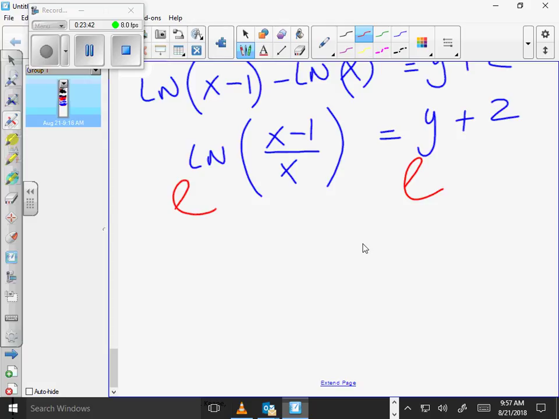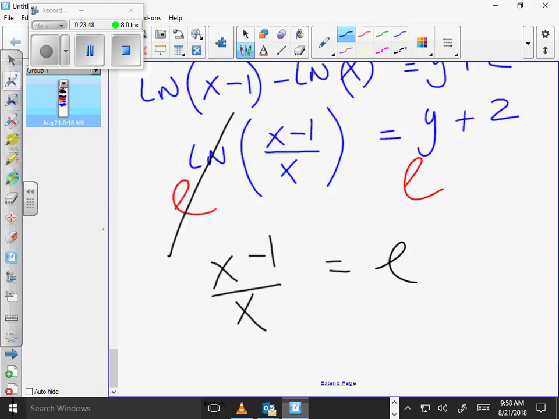Okay, so we know that exponentiating these undo each other. We have (x minus 1) over x equals e to the y plus 2. Notice it's not e to the y plus e to the 2. That's curiously inventive math. Don't do that. All of this stuff is my exponent when I exponentiate. Good. Where do you go from there? Where do you go from there?